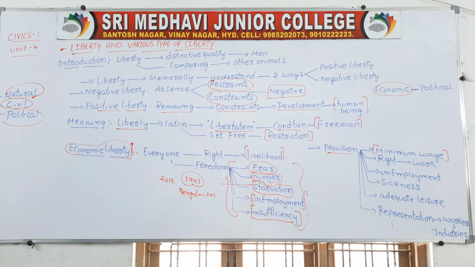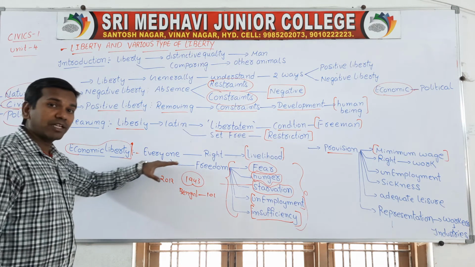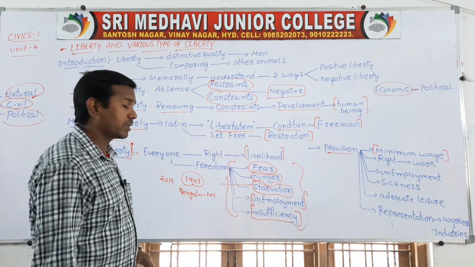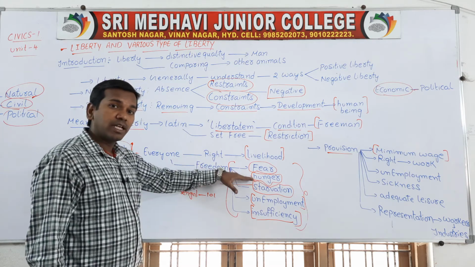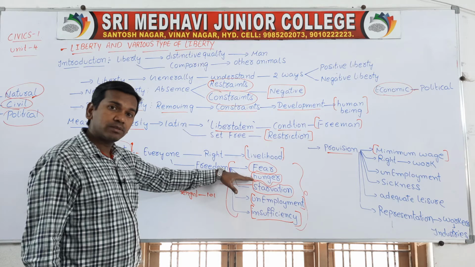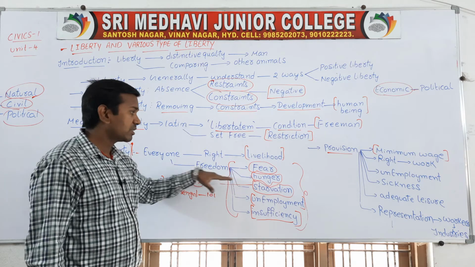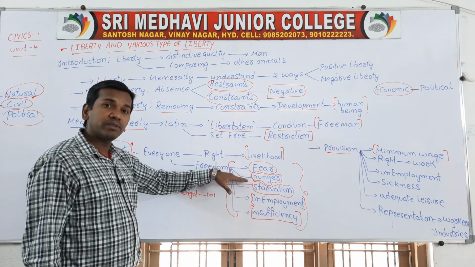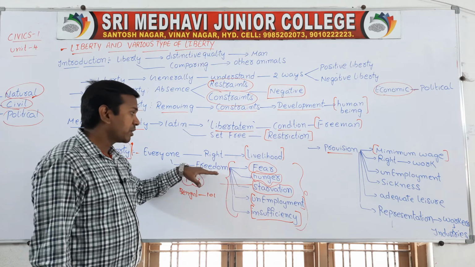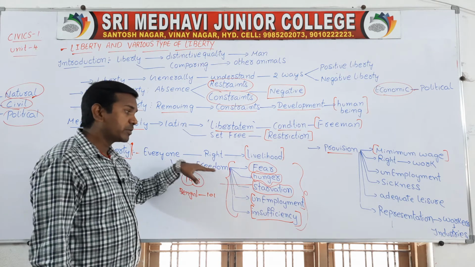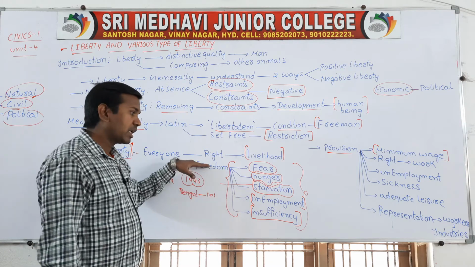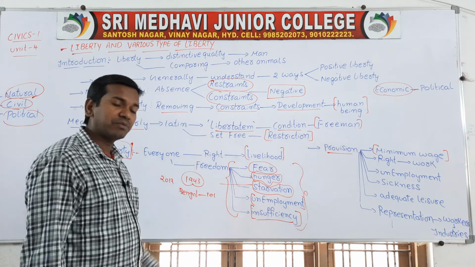Okay, everyone should have the right to survive in society. Every person has the right to livelihood. There should be a provision to remove fear from the citizens. There is a provision for removing hunger from society, so that people get freedom from starvation, freedom from unemployment, and freedom from insufficiency.